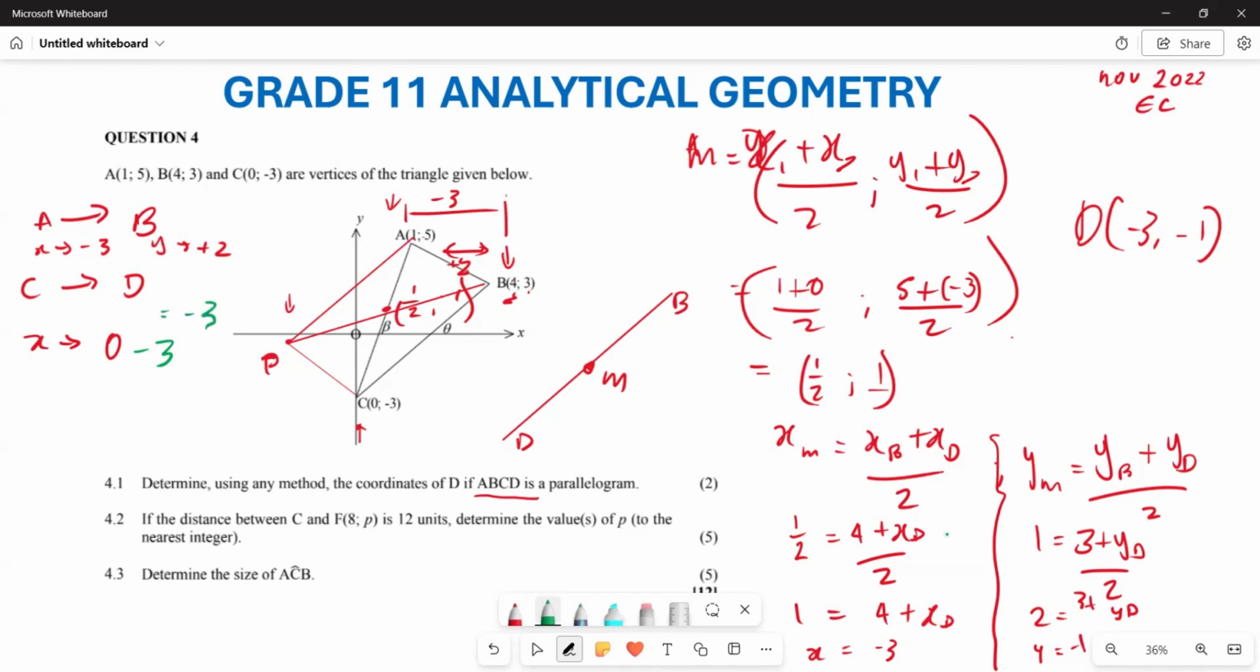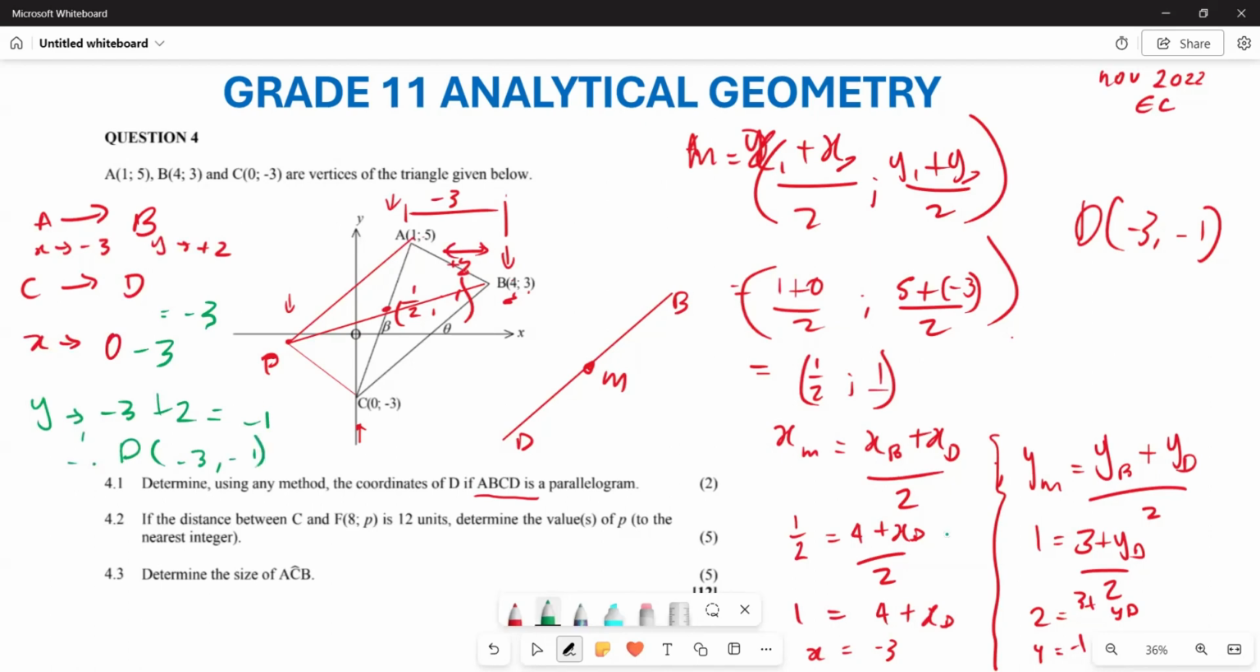And then you are going to go to your y. Your y was negative 3. When you say negative 3 plus 2, what is the answer that you are going to get? You are going to get negative 1. So basically the coordinates of your D are going to be negative 3 and also negative 1, right?